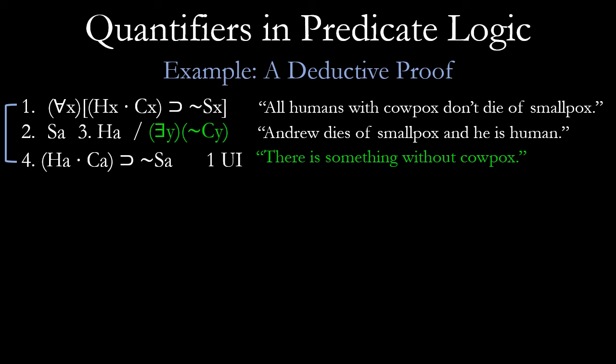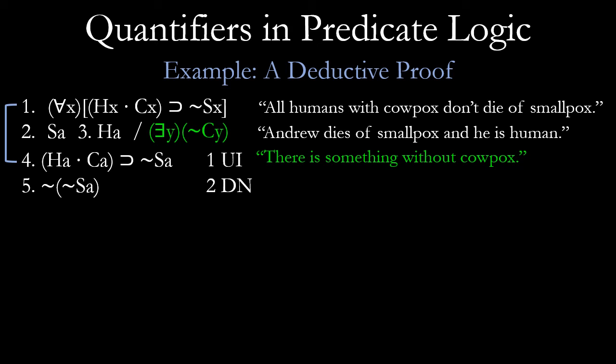All right, so there I am. So now I've got: if Andrew is a human and Andrew has cowpox, then Andrew does not die of smallpox, basically. This is what statement 4 says. Okay, what I can use next is a rule of inference called double negation. I could take statement 2, Andrew dies of smallpox, and say not not Andrew dies of smallpox. Now this is valuable.